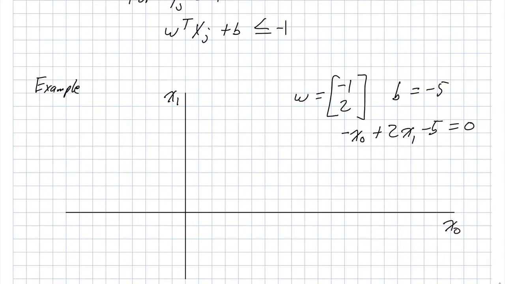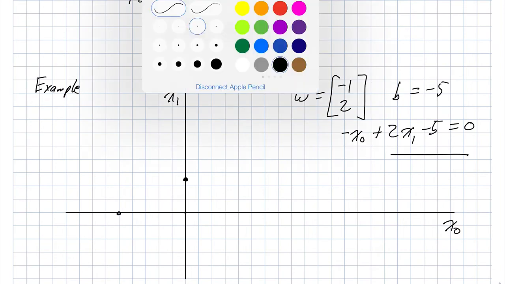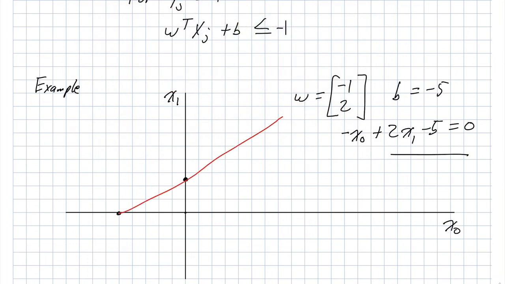So let's draw in that line here. When x0 is 0, then if you work through this, x1 is equal to 2.5. So that sits at this point here. If x1 is equal to 0, that means x0 is equal to -5, which is this point right here. And let's go ahead and draw that dividing line in. I'll draw it in the other direction too. There we go. So that's our dividing line.